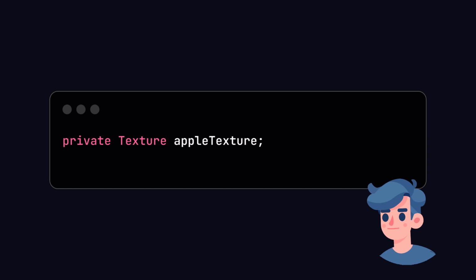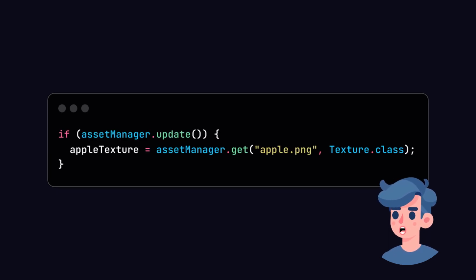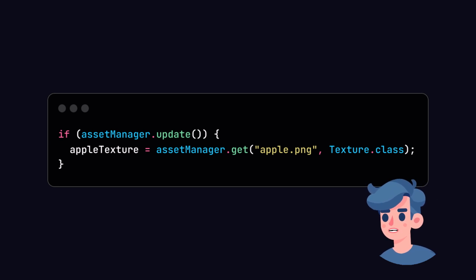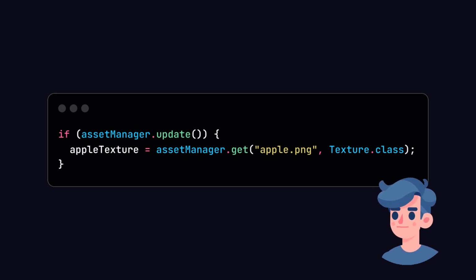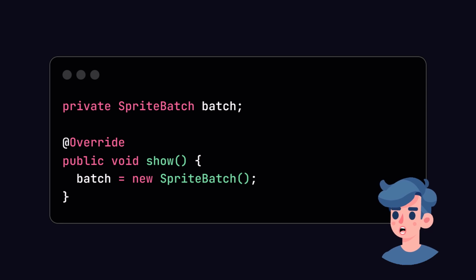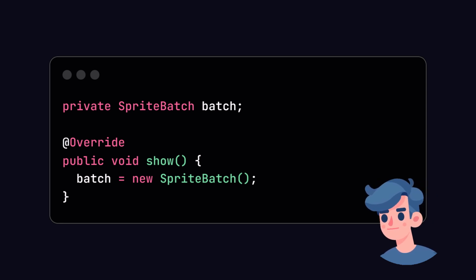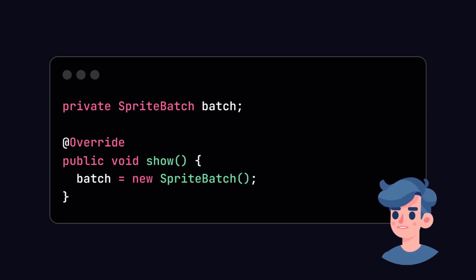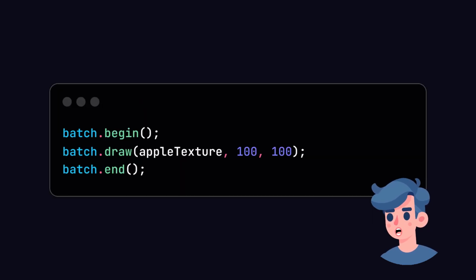First, we'll need to declare a texture variable to hold our apple image after it's loaded. Once our apple texture is loaded, we can assign it in the render loop. Remember, access the texture from the asset manager. Now we can draw the apple texture on the screen. First, we set up a sprite batch. This is the tool we use to draw images on the screen efficiently. Finally, we'll render the apple in the render method after clearing the screen. To do this, bind the batch, begin drawing, and finally draw the texture.